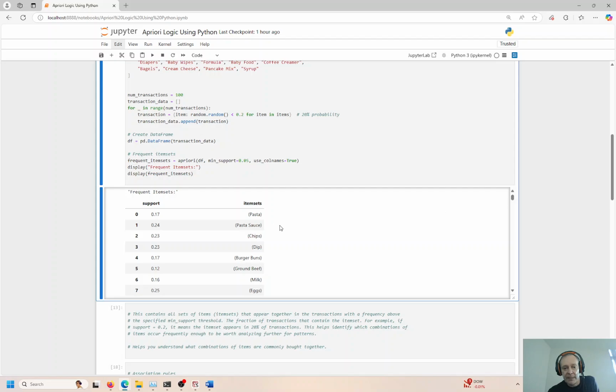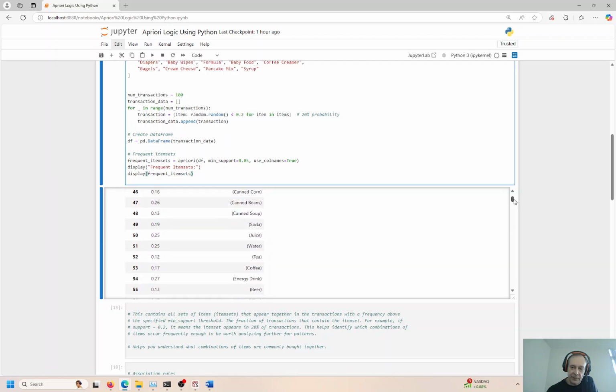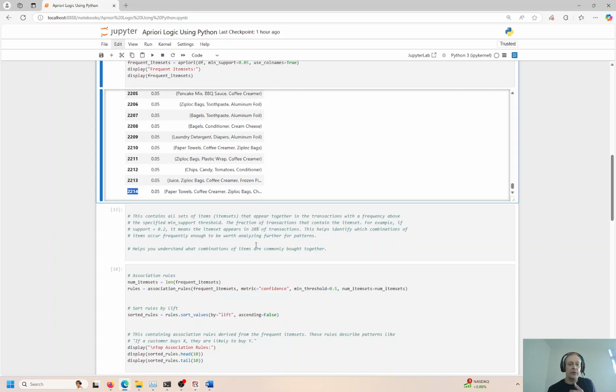So we have support and then the item set. Okay, so this Apriori right here is going to do the work for us. Just one single line of code is going to help us out big time here to get the frequency of items and the overall item set. Okay, I think we end up with a couple thousand or so combinations. Okay, 2214 combinations of grocery store items. Okay, so this contains all the sets of items that appear together in the transaction table that we just created.